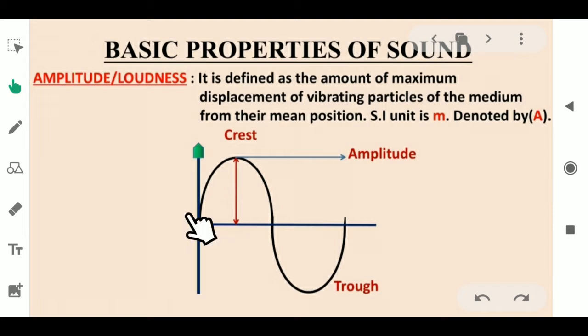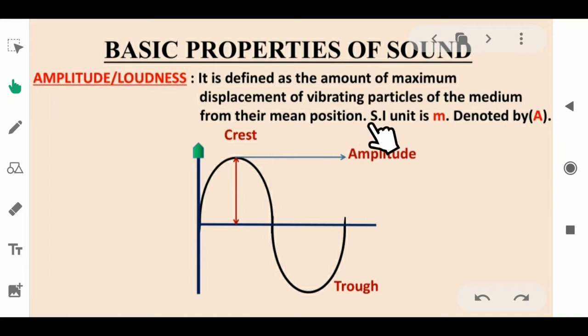So this upper portion is called the crest and the lower portion, just below the line of zero disturbance or mean position, is called the trough. So crest and trough. And now the amplitude means what? It is the displacement of vibrating particles of the medium from their mean position, or how much a wave is displaced from its mean position. This point is what we call the amplitude. This is the maximum height or maximum displacement. So you can say that this maximum height or displacement is called the amplitude of the sound wave.